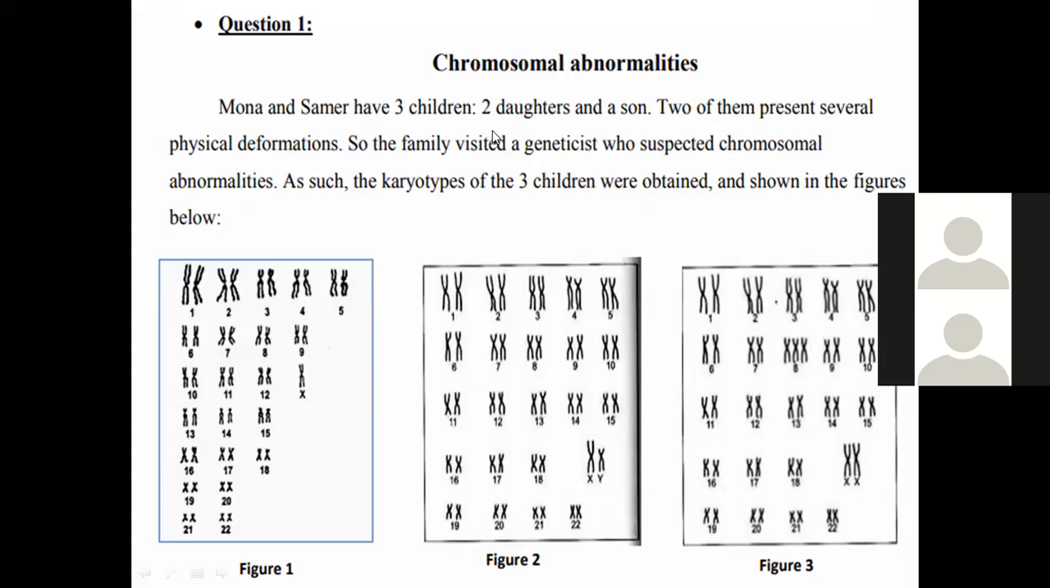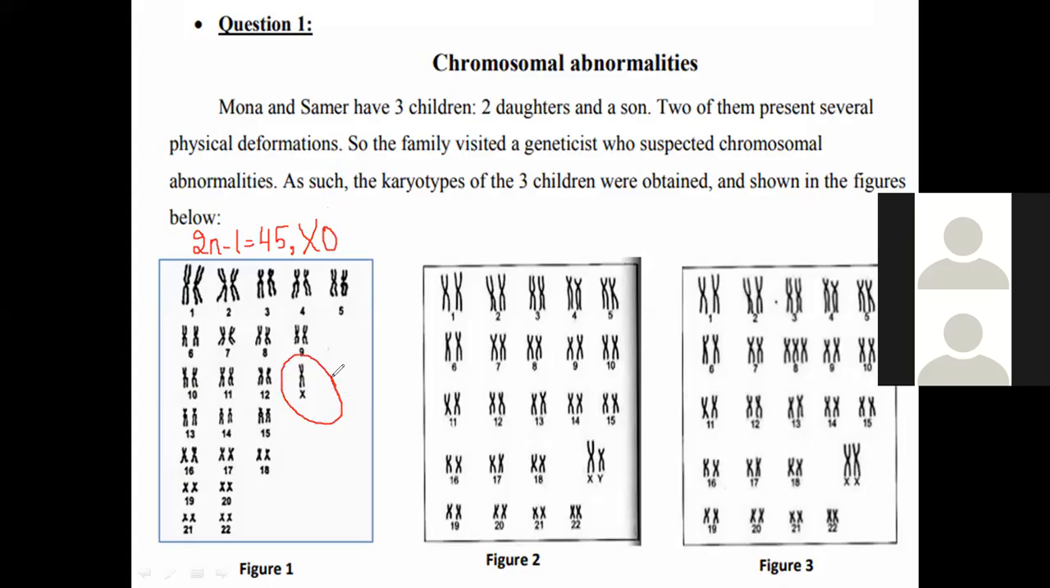2n minus 1 equal 45, comma, X or X0. You have to put it like this. Okay. Why did you say this? Because we have a missing sex chromosome. Very good. So we have here a missing sex chromosome.